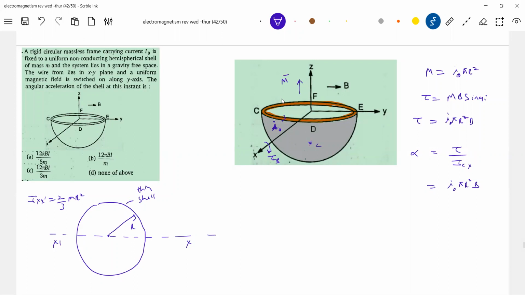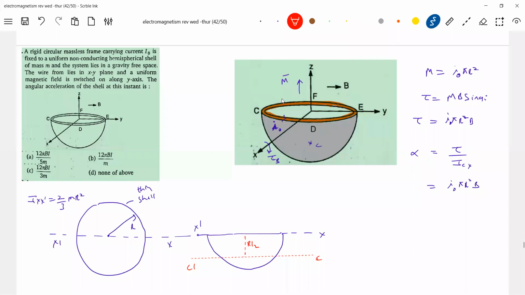Then if I remove half of the spherical shell, will the moment of inertia of this also be the same? Then we want it about this axis. Now where will the center of mass for the hemispherical shell be? Anybody? Center of mass location? R by 2, am I right?